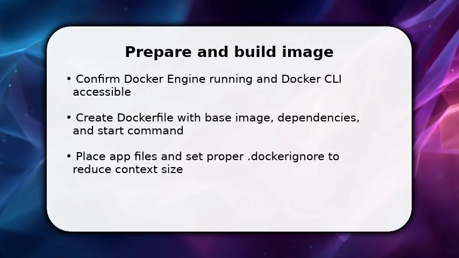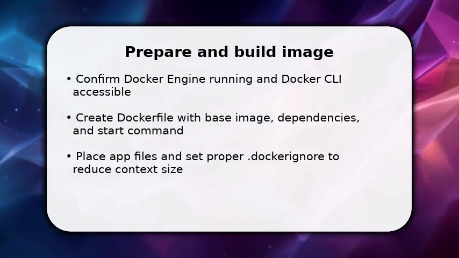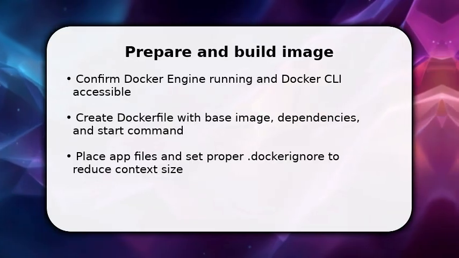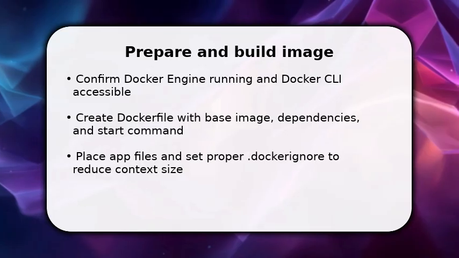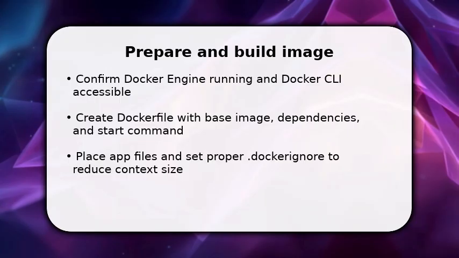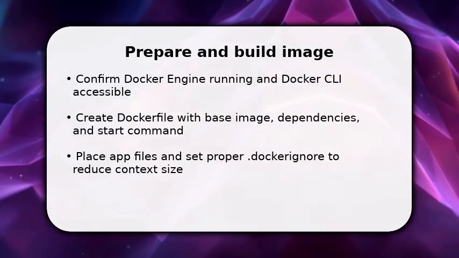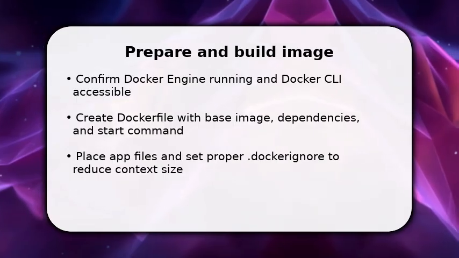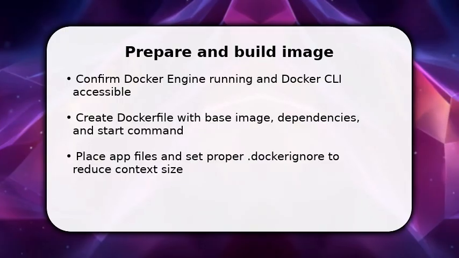You start by confirming Docker is running, and you can use the Docker CLI. This avoids wasted build attempts. Once done, you write a concise Dockerfile. Pick a minimal base, install dependencies, copy your app, and declare CMD or ENTRYPOINT so the container knows how to start. Make sure to add a .dockerignore to keep sensitive or large files out of the build context, which speeds builds and reduces image size.